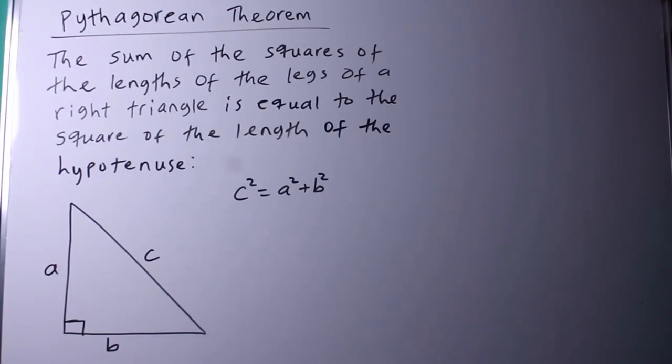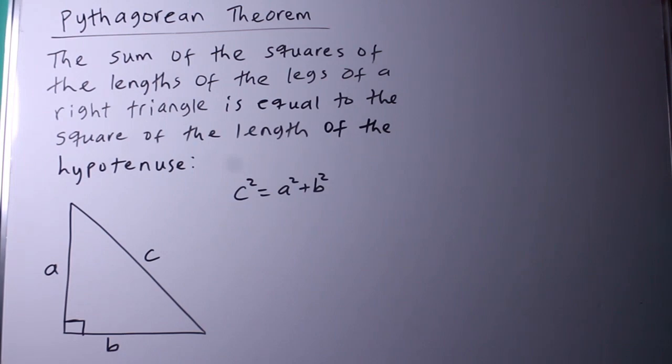Today we are going to be teaching you how to use the Pythagorean theorem to solve problems. So we will go directly to the definition. By definition, the Pythagorean theorem states that the sum of the squares of the lengths of the legs of a right triangle is equal to the square of the length of the hypotenuse.